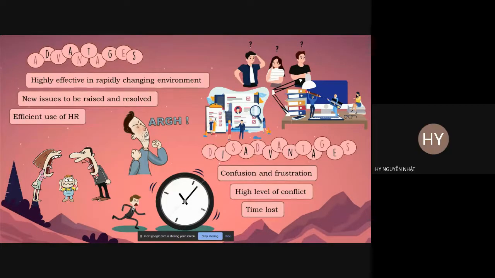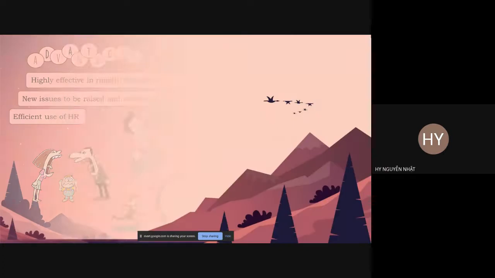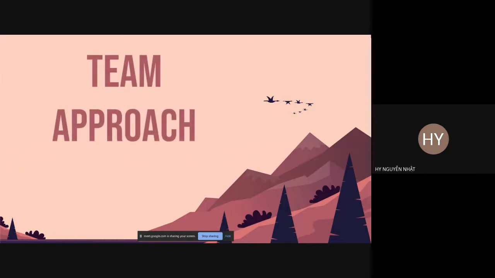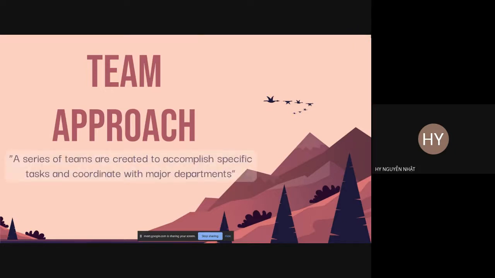So I will continue learning from here, and together, let us explore the two innovative departmentalization approaches. On to the first one. So, what is the team-based approach? In short, the team-based approach means the organization creates a series of teams to accomplish specific tasks and to coordinate major departments. Teams can exist from the office of the president all the way down to the shop floor. The team approach is probably the most widespread trend in departmentalization.